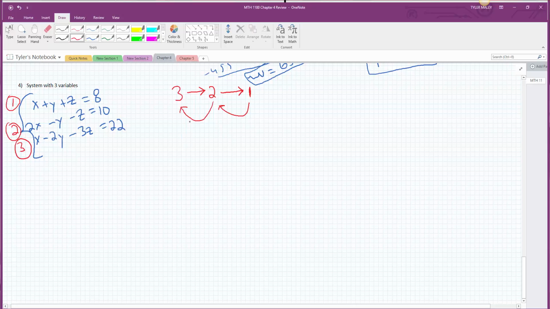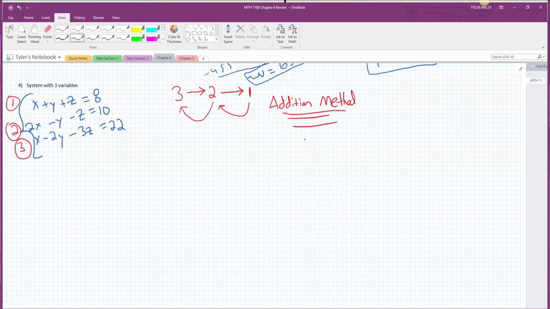Personally, I think the addition method is a lot easier with 3 variables, so I highly suggest using the addition method. But if you like to use the substitution method, that is in the book, and that's completely fine as well. So what I want to do is pick 2 of my 3 equations and cancel out 1 variable. I'm trying to construct a system with 2 variables.